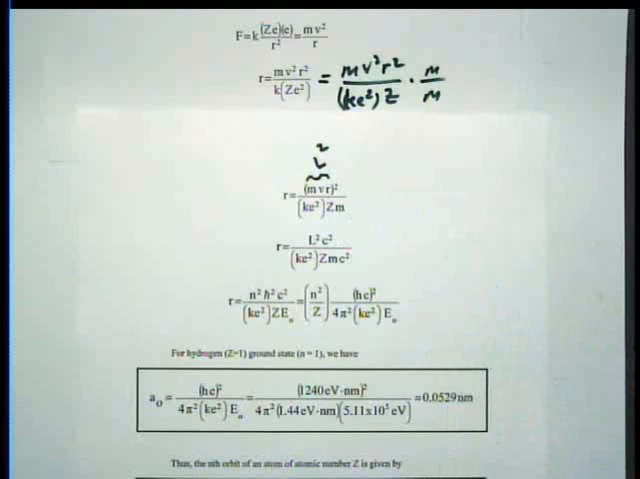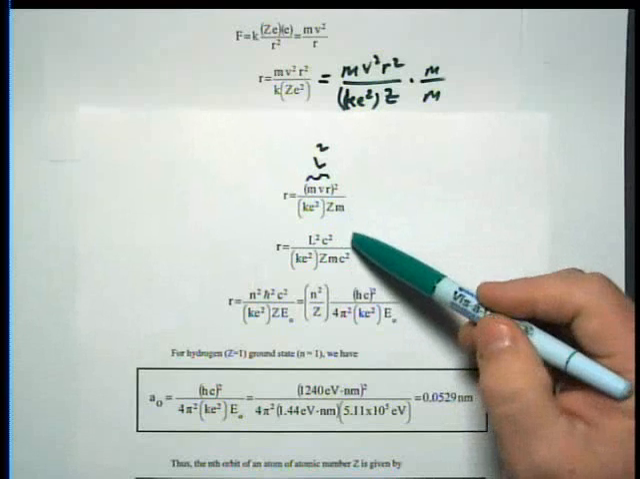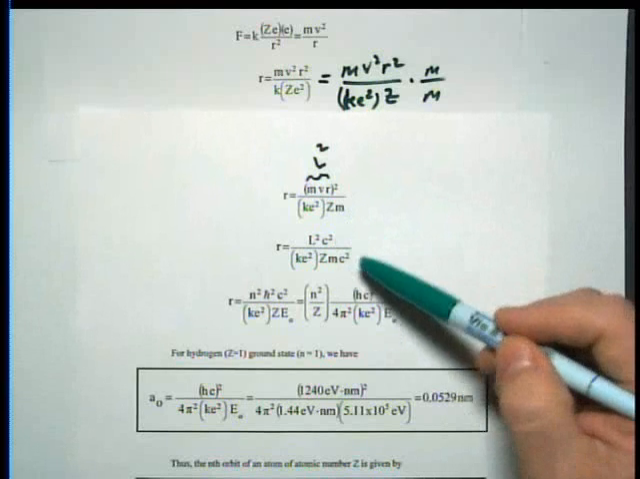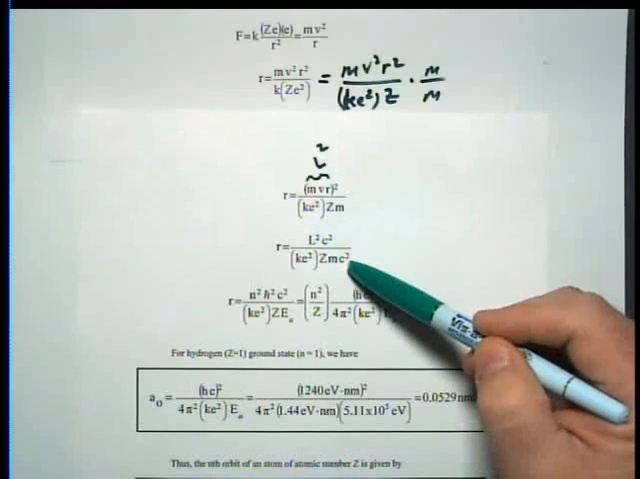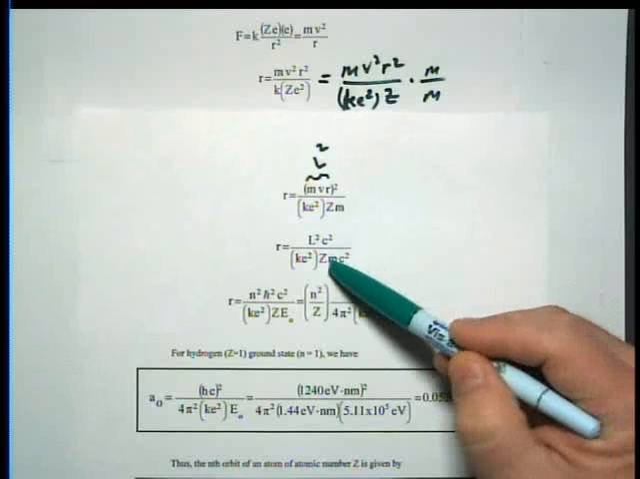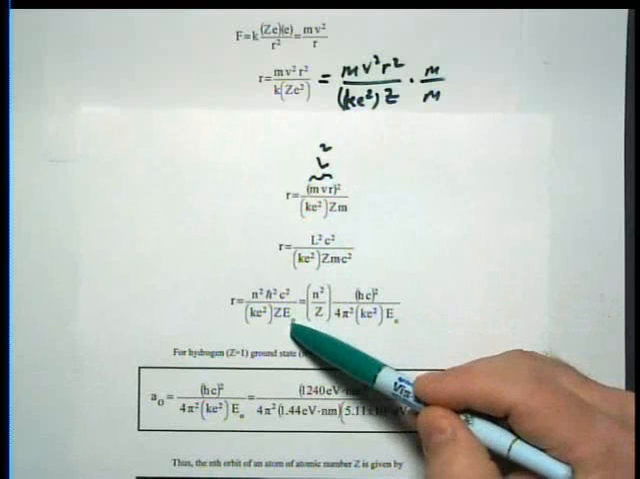Now, I don't tend to like to work in the mass of electrons, so what am I going to do? I'm going to multiply the top by c squared. I'm going to multiply the bottom by c squared. mc squared is the rest energy of the electron.